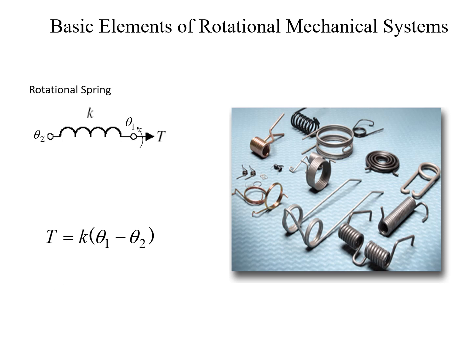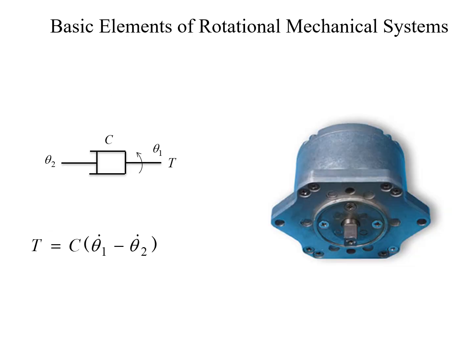Coming to the next basic element used in a rotational mechanical system, the dashpot. Since the dashpot also experiences a torque, if I apply a torque here you can see two types of displacement, which can occur in a rotational mechanical system also. These are represented as theta 1 and theta 2, and this is your dashpot coefficient C.